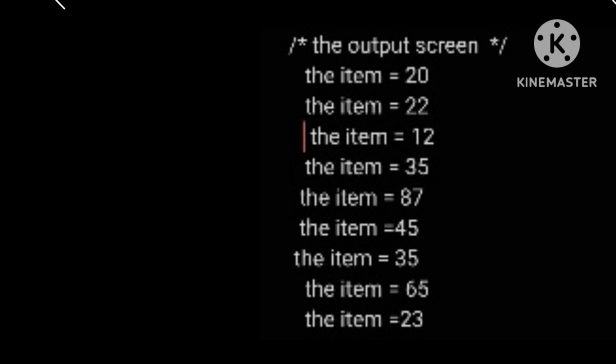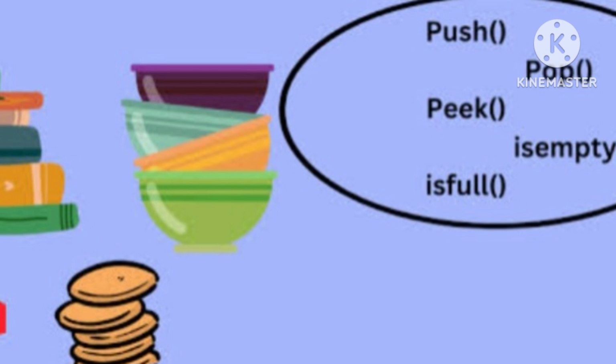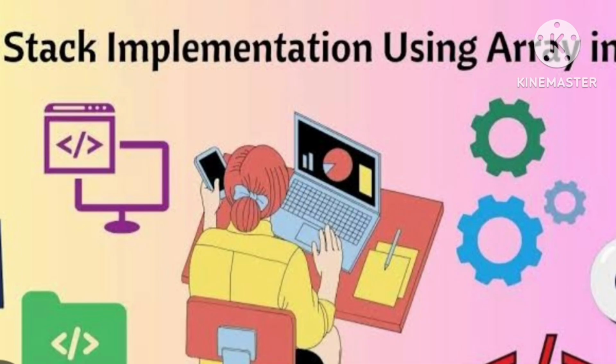So the output screen will look like this: the first item to be deleted is 20. That is the last item we inserted onto the stack. And the last item that is popped out from the stack is 23. That is, we inserted it first onto the stack when we performed the push operation. So hope guys you understand the concept of stack in data structure and the push and pop operations that are performed on the stack with the program code in C by using arrays.